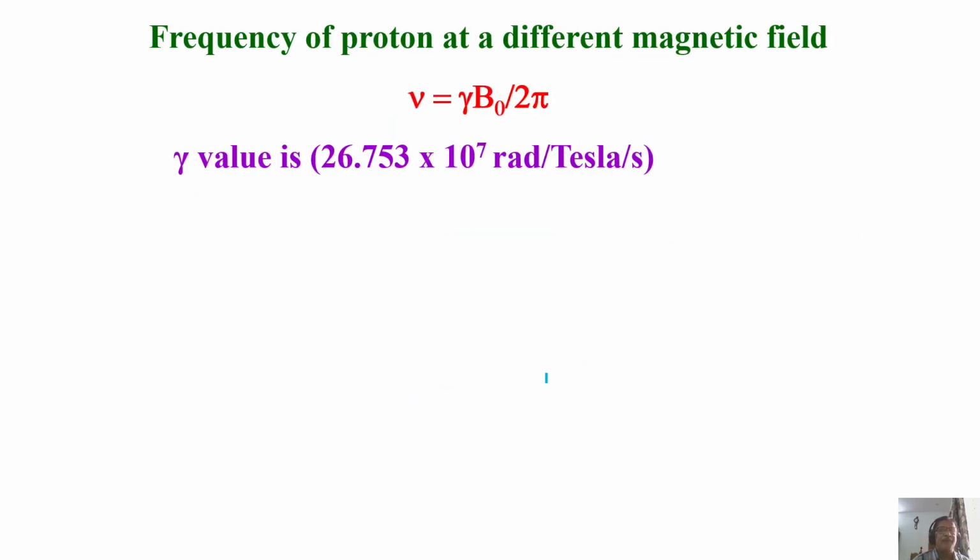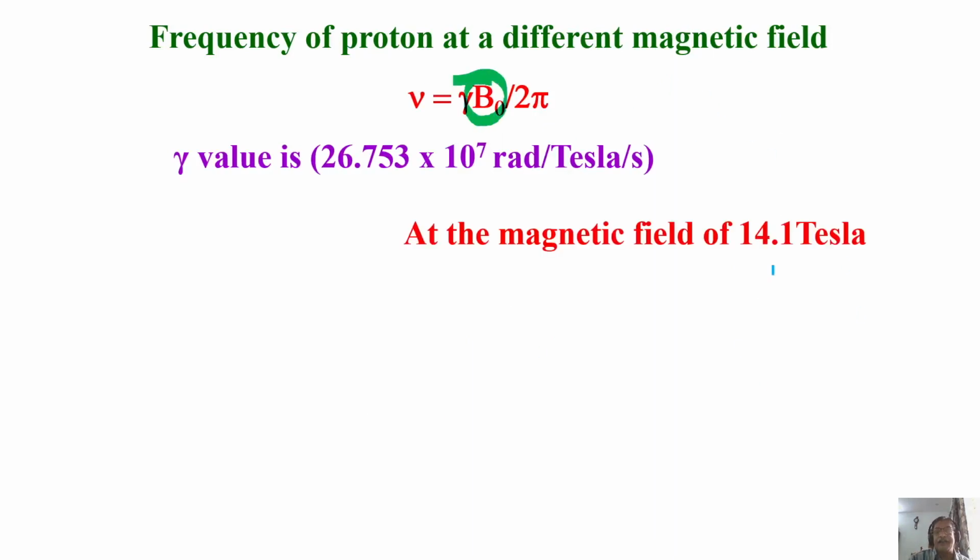We'll do one more experiment, one more calculation. What happens if I change the magnetic field to a different value? Now I take a magnetic field of 14.1 Tesla. Earlier it was 2.35. I changed it to 14.1 Tesla. All other factors remain the same, I am not touching them. It has to be the same.